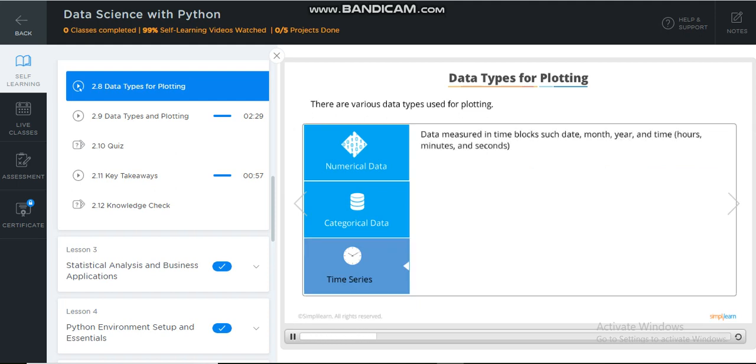The third type of data is time series. Data measured in time blocks such as date, month, year, and time, hours, minutes, and seconds.